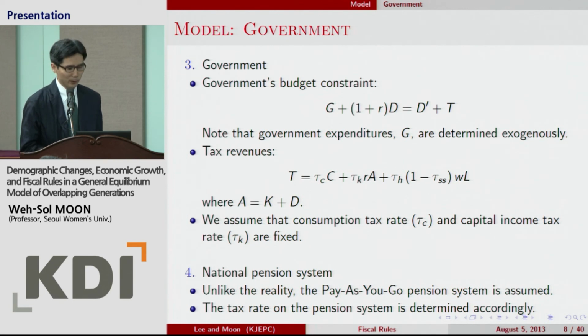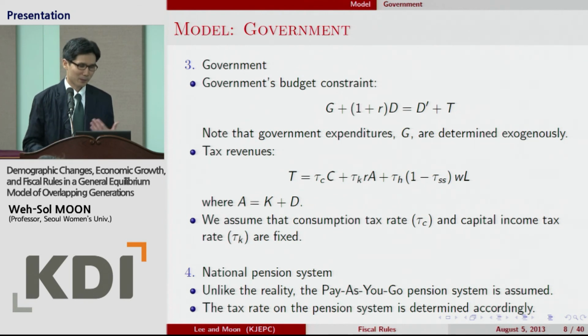It's a policy variable because, as you know, if we choose consumption tax rate, capital income tax rate, and labor income tax rate, there are infinitely many combinations of policy variables, and it's unlike the reality.